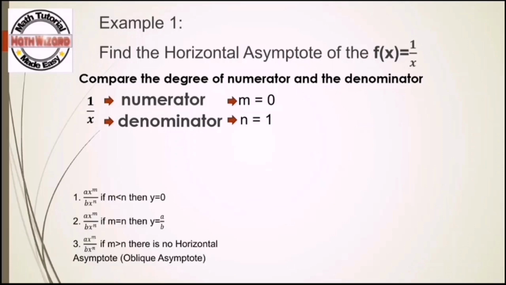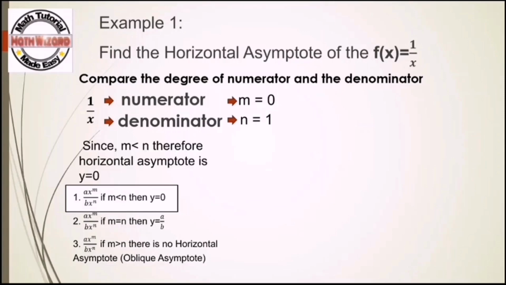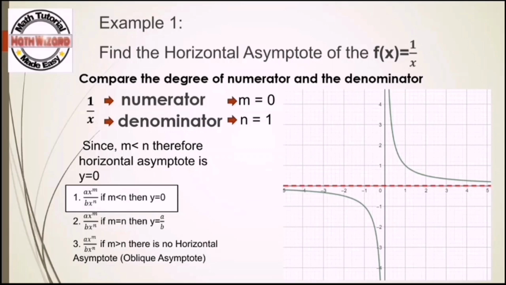Now, after that, we need to compare, right? Compare the exponents, 0 and 1. So in this case, we follow what rule? What theorem? The first theorem, second theorem, or the third theorem? So 0 is less than 1, right? So therefore, we follow the first theorem. So if m is less than n, then y is equal to 0. Therefore, our horizontal asymptote can be found at y equals 0.